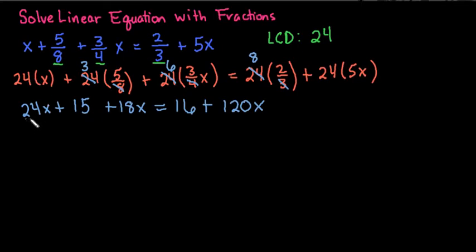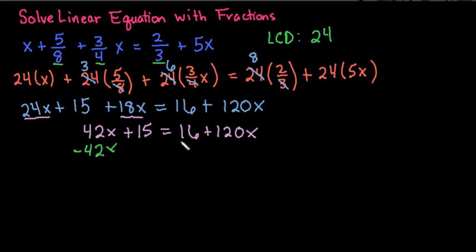We do want to make sure that we simplify both the left and right sides. So the only side that I can simplify is the left. There are no like terms on the right. So 24 plus 18 ends up giving us 42x plus 15 equals 16 plus 120x. And again, you really have a choice at this point of which one you want to move. Like I've said before, I tend to move the smaller one, so since 42 is smaller than 120, I'm going to go ahead and subtract 42x from both sides.